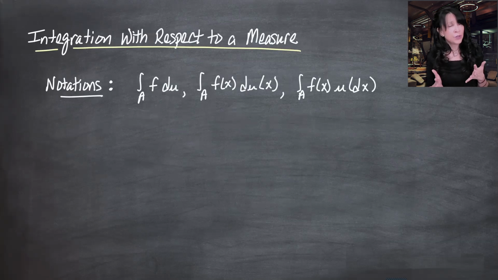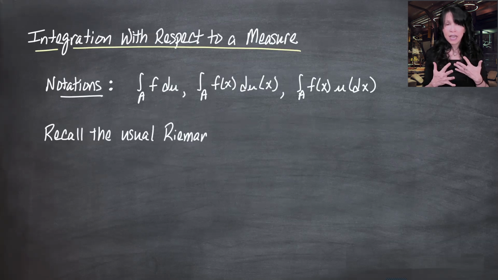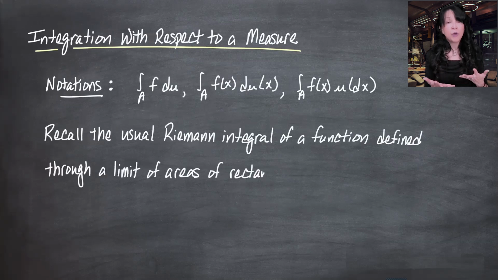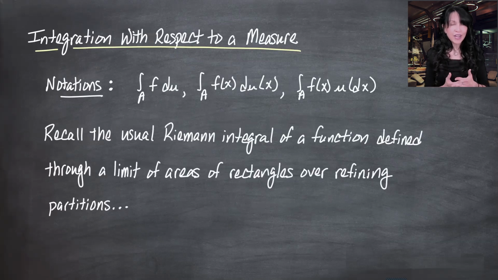Okay, so recall the usual beginning calculus definition of a Riemann integral, where you define integration by taking your x-axis and the region you're looking at and partitioning it up, and you use that partition to define rectangles. You approximate the area under a curve by taking the area of these rectangles and then taking a limit. Your partition gets finer and the rectangles get thinner.